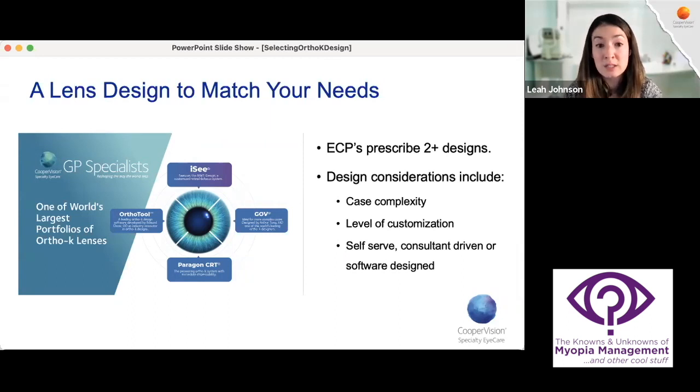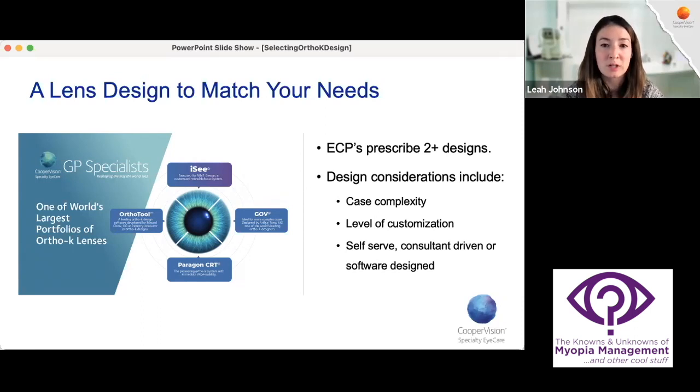And with the addition of GP Specialist, I'm happy to share with you that now we have one of the world's largest selections of ortho-k lens designs. We have our trusted Paragon CRT lens. We have our highly customizable IC lens. We have computer software designs with OrthoTool, and we offer the GOV lens for the most complex fits. And so I'm really proud and happy that we can say for so many of your patients, we have an ortho-k lens design that we can help fit your patient in.